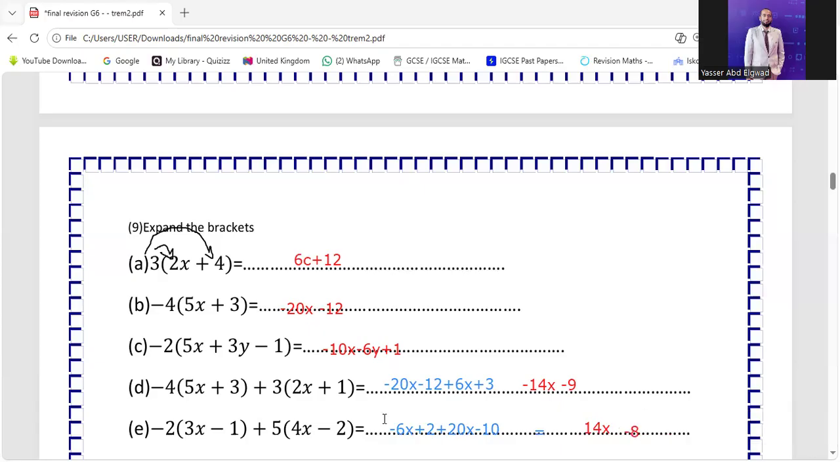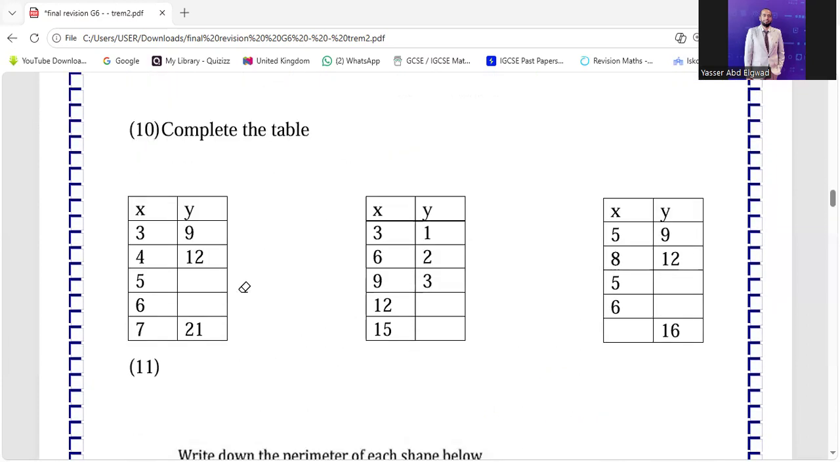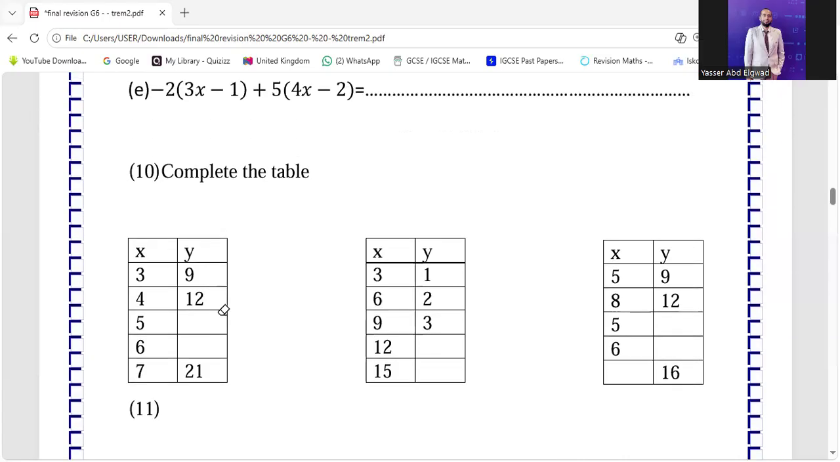The next one, here is complete the table. We have to discover the rule. After discovering the rule, do it in the table. Here we multiply. You will multiply by 3, because 3 multiplied by 3, 9, 4 multiplied by 3, 12, and 5 multiplied by 3, we get 15.